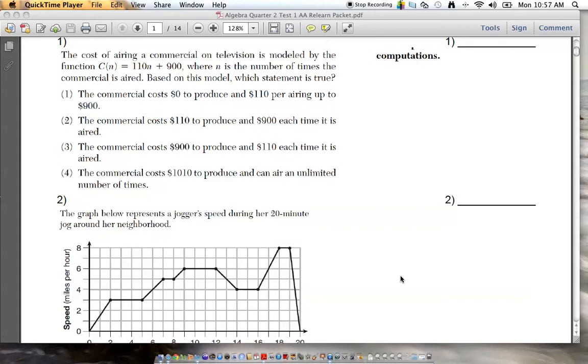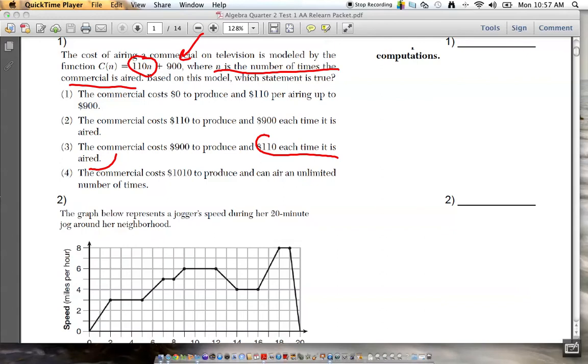Why is choice number 3 the correct answer? Because if we look at this, 110N means you're going to multiply 110 times the number of times that the commercial is aired. So which choice says that? It says here $110 each time it's aired. So that's the only choice that says that. And then it's $900 to produce the commercial, so that's why it's an extra $900 added on top of that. So the correct answer is choice 3.